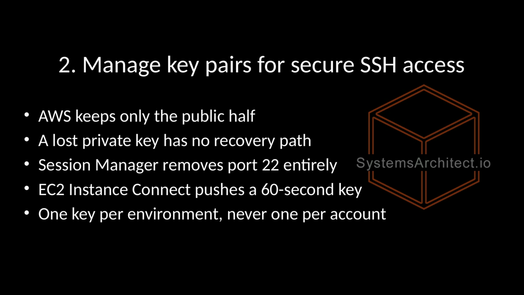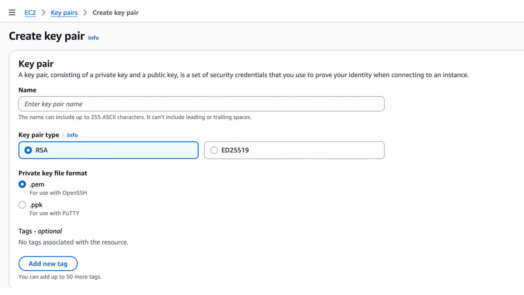2. Manage key pairs for secure SSH access. AWS keeps only the public half of a key pair. The private key is downloaded exactly once, and there is no recovery path if you lose it. Confirm you know where each production key lives and who holds it.